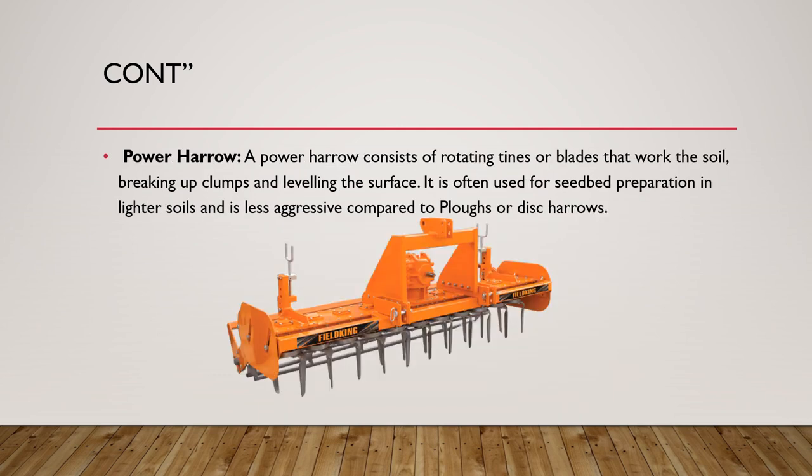The last one, we have the power harrow. A power harrow consists of rotating tines or blades that work the soil, breaking up clumps and leveling the surface. It is often used for seedbed preparation in lighter soils and is less aggressive compared to plows or disc harrows.